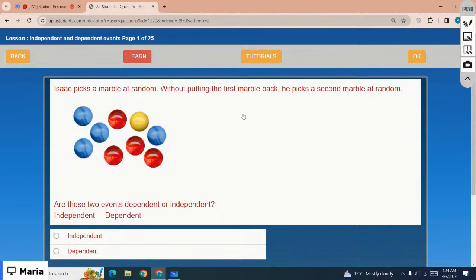Okay, so these are dependent events. Why? Because the first time when he is going to pick a marble, he has 1, 2, 3, 4, 5, 6, 7, 8, 9 options, right? But when he picked the first marble, he didn't put it back, right? For the second time, he had one less option, right? So the outcome of the second event is influenced by the outcome of the first event. So that's why they are dependent events. The correct option is dependent.